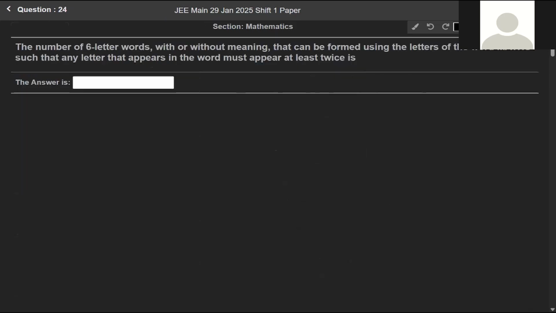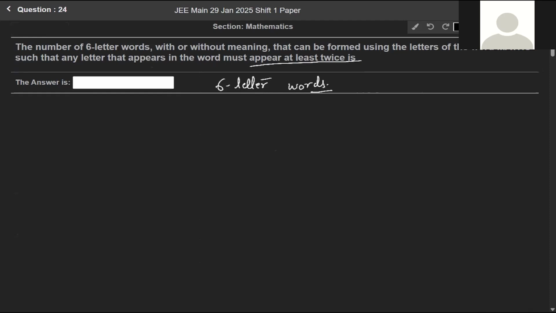Now question 24. The number of 6-letter words, with or without meaning, that can be formed using the letters of the word maths, such that any letter that appears in the word must appear at least twice, is. So we need 6-letter words, and any letter that appears must appear at least twice.